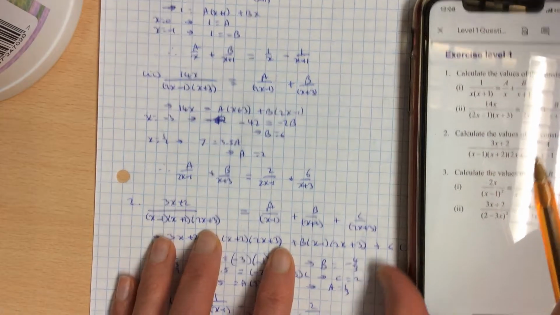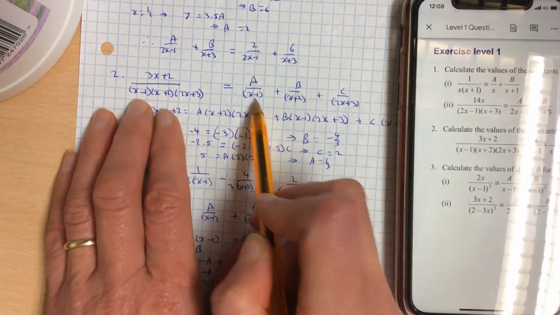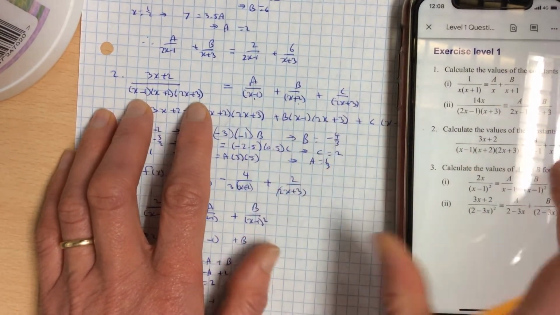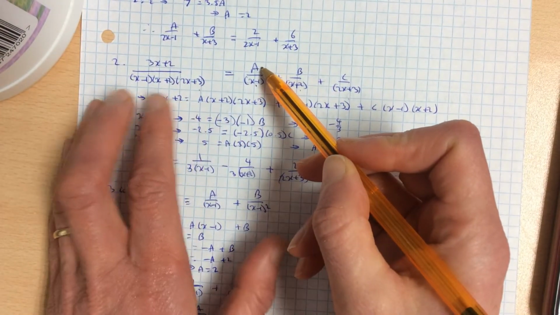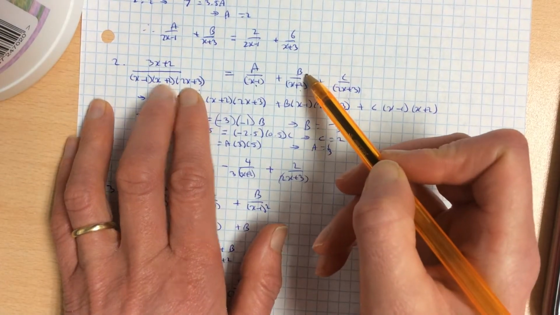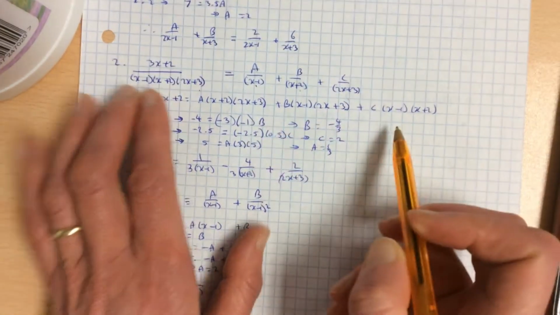Number 2, we've got 3 factors. There's no repeats, so it's just a over the first one, b over the second one, c over the third one. So just multiply everything by this bottom line. So up here you're going to have these 2. On this one you're going to have these 2. And this one you're going to have these 2.